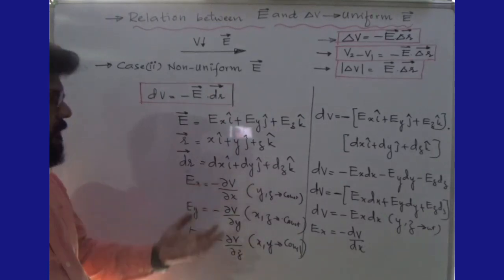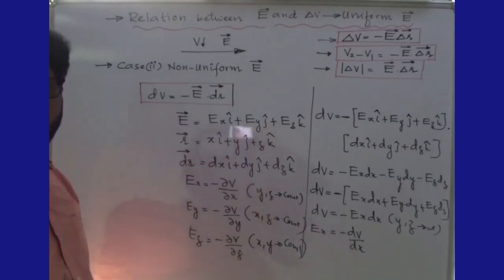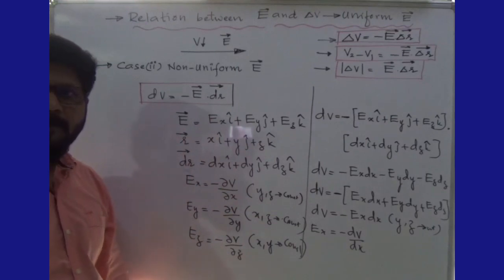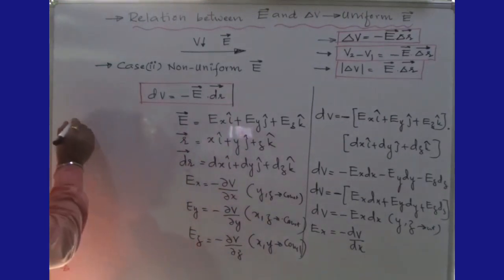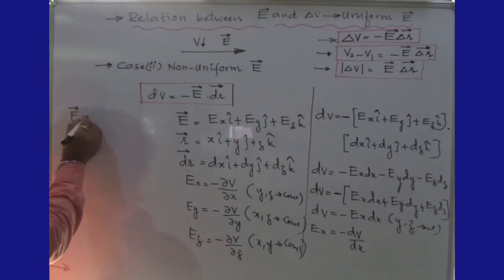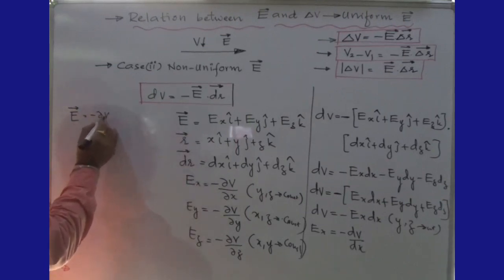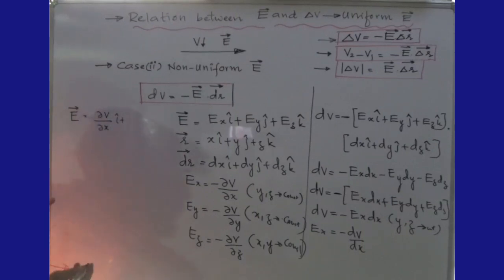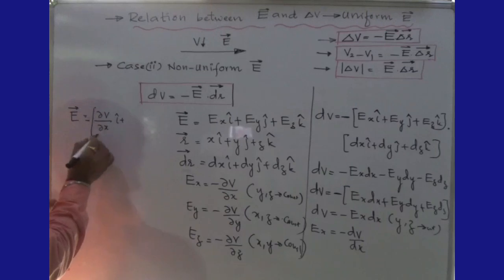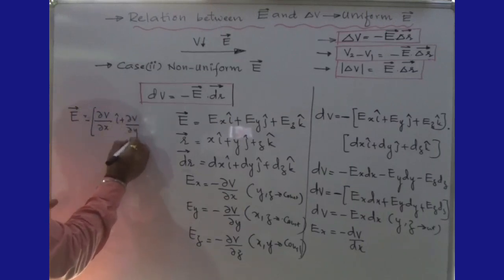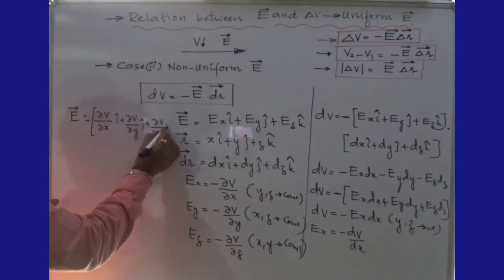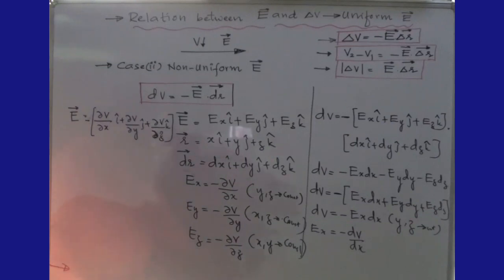Fine. If you want to express this in vector form, how to represent it? Now E is equal to, instead of Ex, I can substitute minus dou V by dou x into i cap plus, taking minus as common, dou V by dou y into j cap plus dou V by dou z into k cap. Is this clear? Hope it is clear now.